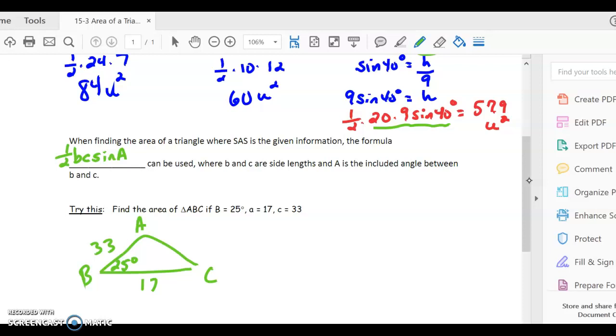So rather than redraw the triangle and do the math in problem number 3 above, we can just simply say 1/2 times 33 times 17 times the sine of 25. And that will be our answer to our problem, which is 118.5 square units. That's the lesson for today.